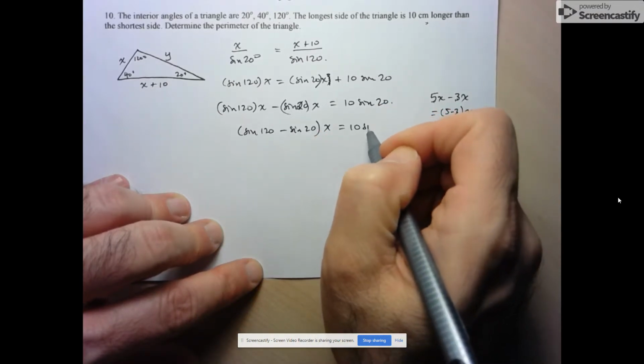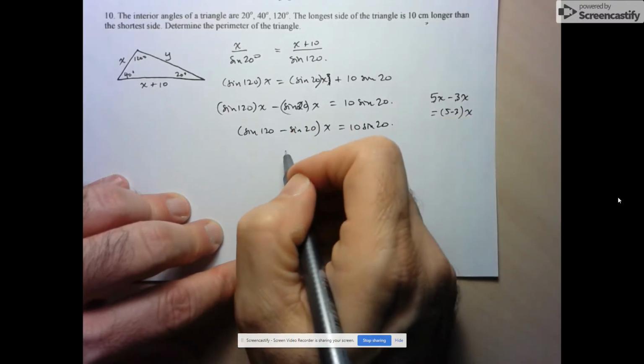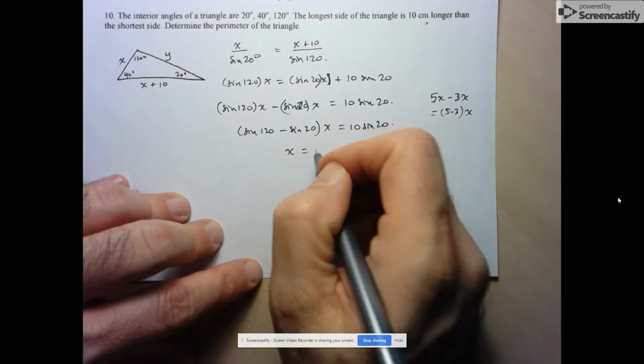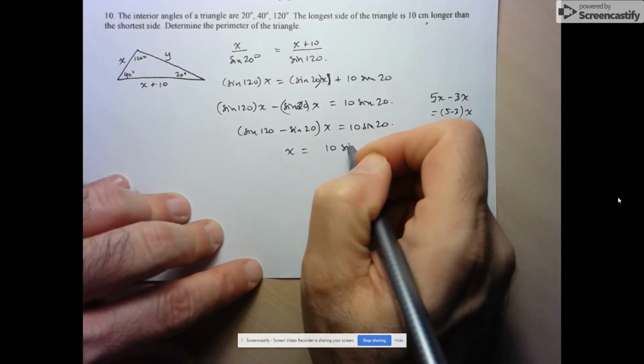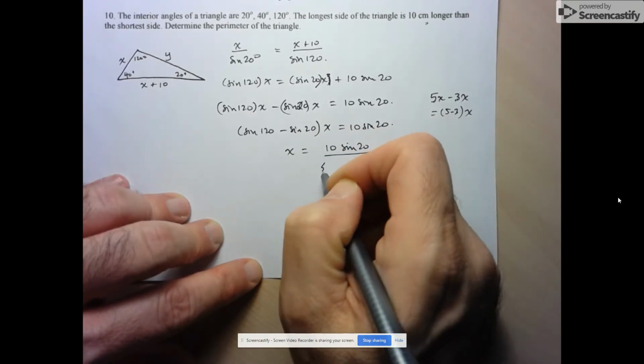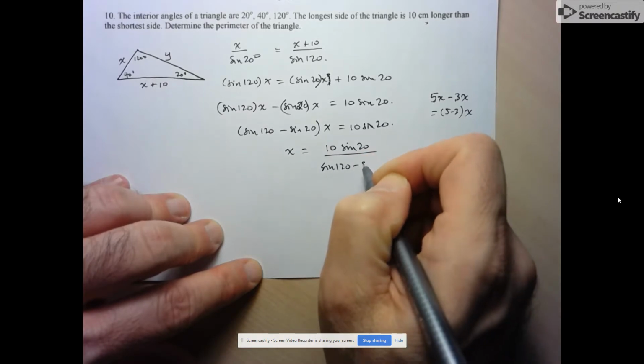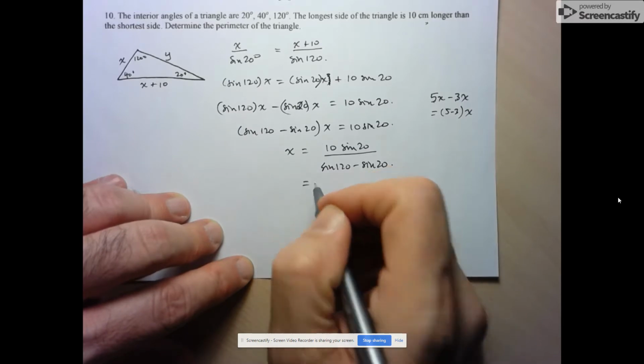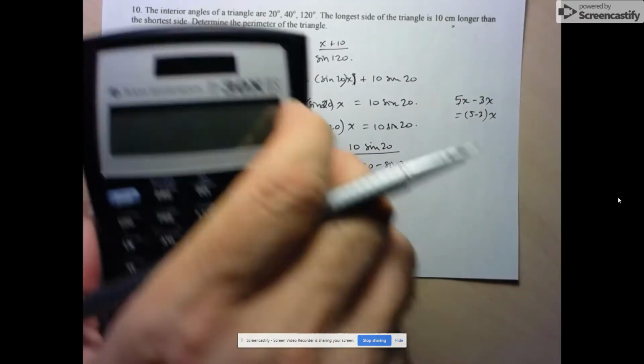So here equals 10 sine 20, and now I can just divide out this number that's multiplying the x to both sides. So I have 10 sine 20 all over sine 120 minus sine 20. And that's not too bad an expression to put into my calculator. All right, so let's do that now.